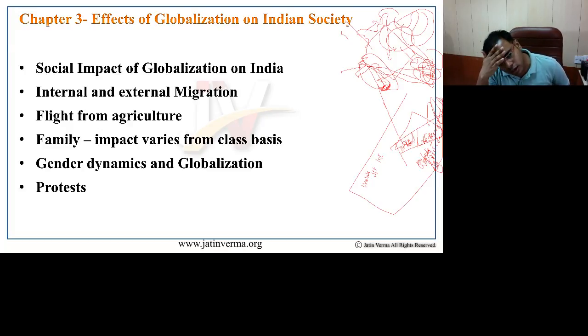Again, another form of social impact is protest. Large scale protest has been possible due to globalization as well. I'd like you to specifically note the Kudankulam protest that occurred in Tamil Nadu against the Kudankulam power plant. The Kudankulam power plant is a joint venture of the Government of India and the Government of Russia. There was a huge protest over the environmental impact of setting up a nuclear plant.